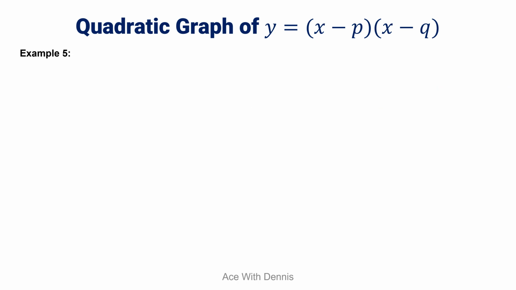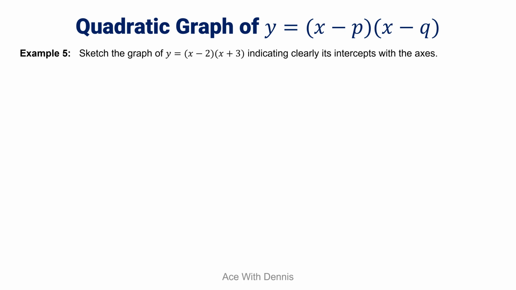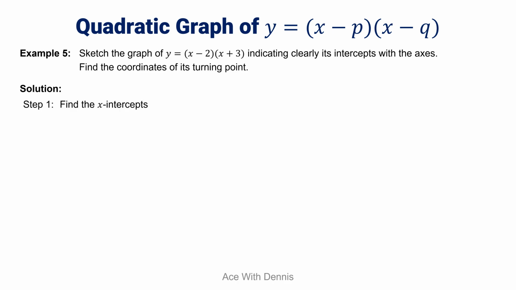Now, let's look at example 5. Sketch the graph of y equals (x minus 2) times (x plus 3), indicating clearly its intercepts with the axes. Find the coordinates of its turning point. So here's the solution. Step number 1, we will find the x-intercepts by letting y equals 0. So when y equals 0, the equation becomes 0 equals (x minus 2) times (x plus 3). So x minus 2 equals 0, or x plus 3 equals 0. Then we solve these two equations: x equals 2 or x equals negative 3. So these two are the roots of the equation.